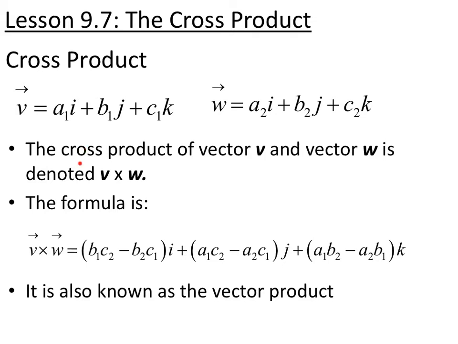The cross product is sometimes called the vector product because you end up with a vector. Unlike the dot product, where you ended up with one number, with a cross product you actually end up with a vector. Here's a formula for the cross product. In a couple slides, I'm going to show you another method for doing the cross product if you don't want to memorize this formula.